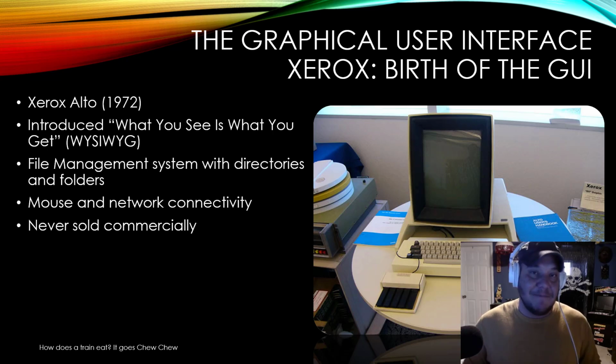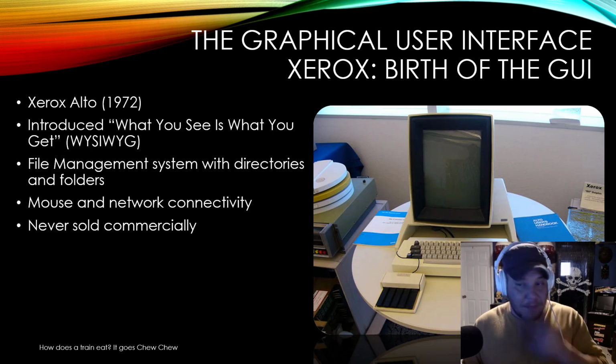In 1972, Xerox was hard at work in its Palo Alto Research Center designing a PC of its own. This PC was never released to the public. If it had been, this PC would be the one we all use today. It's named the Alto. It included a mouse, a file management system with directories and folders, and a word processor based on a what-you-see-is-what-you-get principle. And for whatever reason, the board of directors at Xerox said nobody would ever want this.